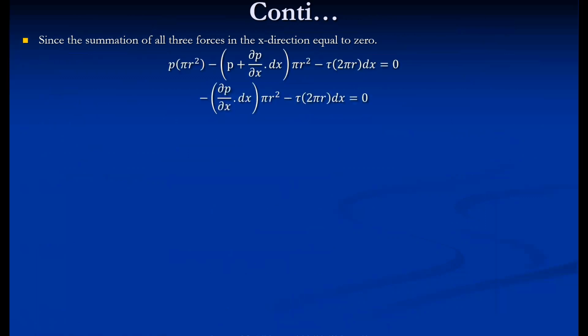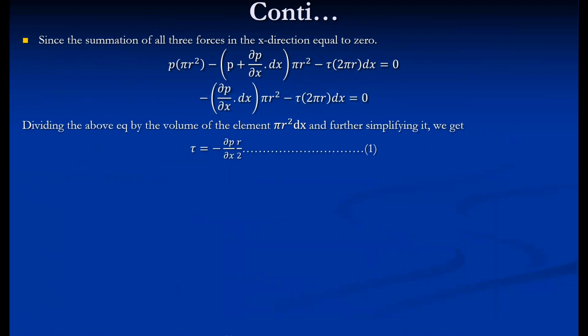So if we resolve these forces along the x direction, we can equate them to 0, because this is steady laminar flow. So according to Newton's second law of motion, the summation of all forces is equal to 0. There is no acceleration. If we resolve these equations, we arrive at the equation of tau, which is equal to minus ∂P/∂x into r by 2. We can call this equation number 1.